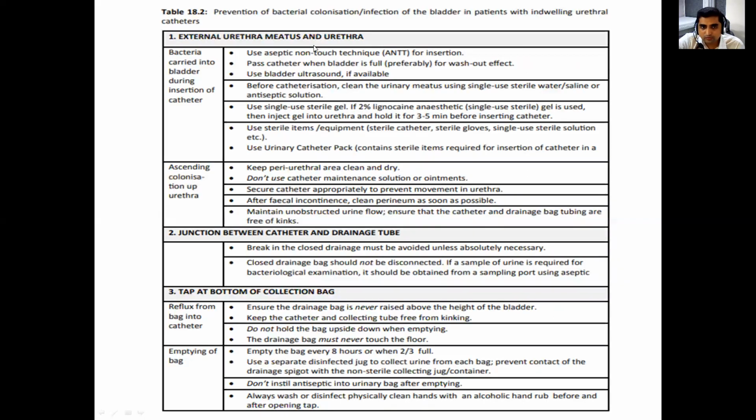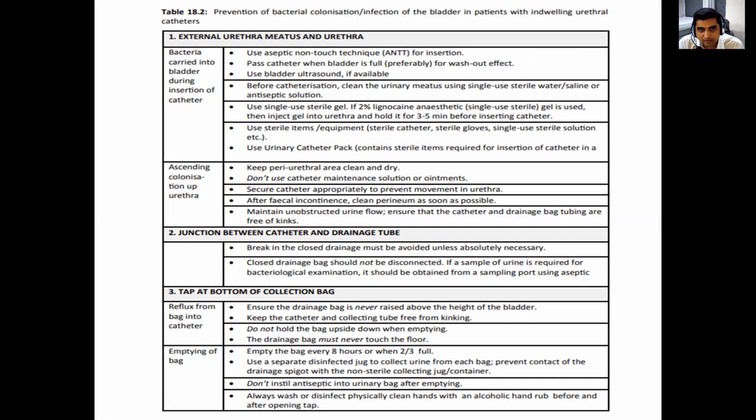So we have done with all the quality bundles: insertion, maintenance, drainage bag, emptying of the bag, sample collection, all these things. So in a nutshell, I will summarize these things to prevent urinary tract infection or colonization. First, at the urethral meatus and urethra. Second, at the junction of the catheter and drainage tube. And third, at the collection bag level.